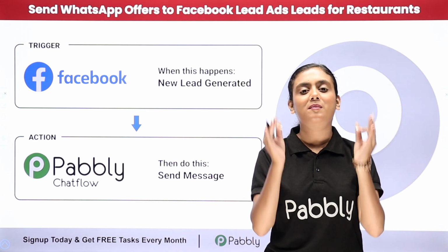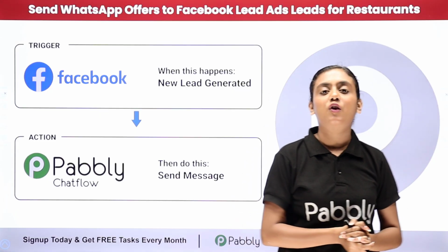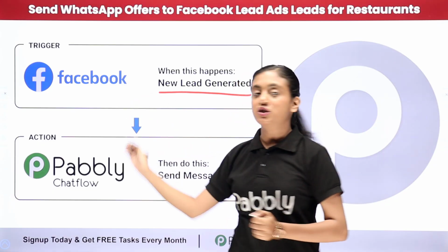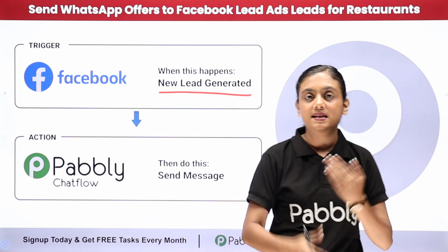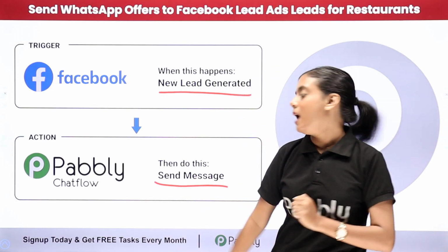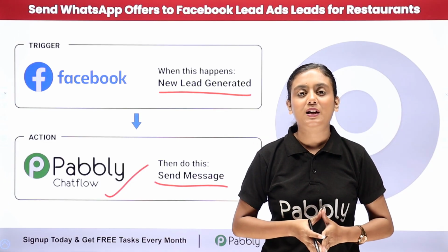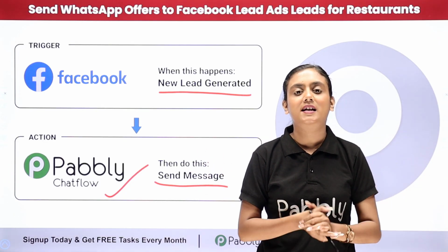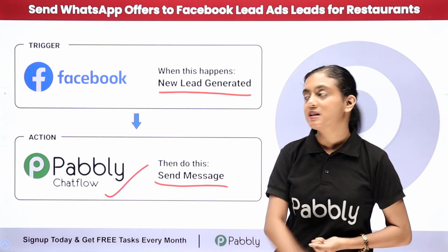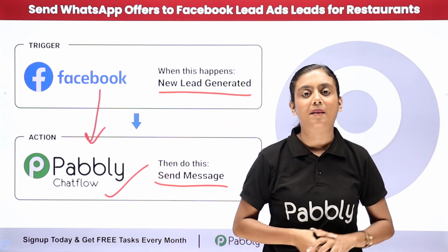So to solve this problem, I have created an automation between Facebook lead ads and WhatsApp with the help of Pabbly Connect. Whenever a new lead is generated by potential customers or clients using Facebook lead ads, automatically a WhatsApp message is forwarded to the lead, and I'm sending my WhatsApp messages with the help of Pabbly Chat Flow. Pabbly Chat Flow is a newly launched product by Pabbly that helps us manage WhatsApp conversations and send WhatsApp messages effortlessly. And in this video, I'm going to create the connection between Facebook lead ads and Pabbly Chat Flow with the help of Pabbly Connect.